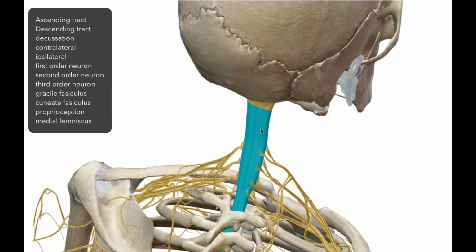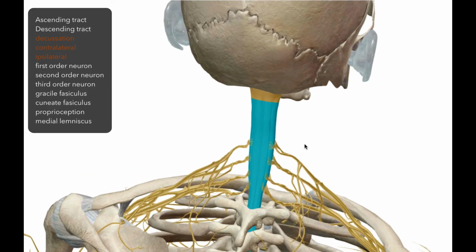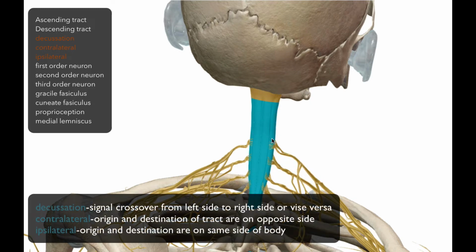And at this point in the spinal cord, a couple of things can happen. The nerve signal can undergo what's called decussation. It can cross over. So if the signal is coming from the right side, once it enters the spinal cord, it can decussate, cross over and go up the contralateral side of the spinal cord, or it'll just travel up the ipsilateral side, the same side that the signal originated from.